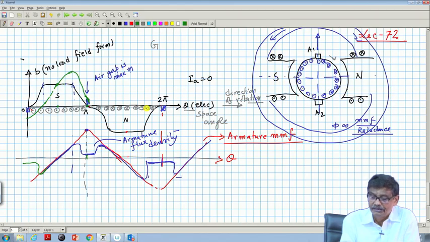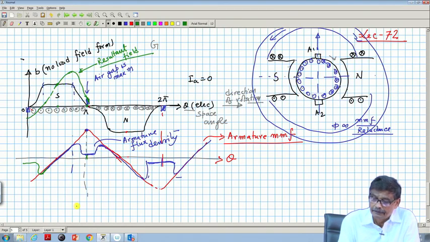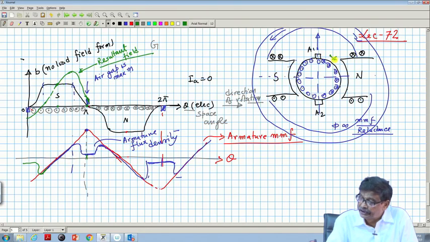So, this one is the resultant flux distribution, resultant field, that is this trapezoidal field plus this blue curve, not the triangle, that is the MMF. MMF by reluctance gives you that field. So, these two together will be this thing. I have assumed generator mode and the generator is moving in this direction.